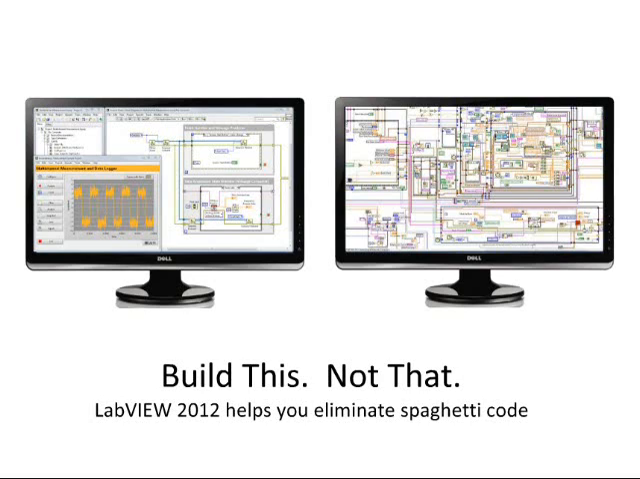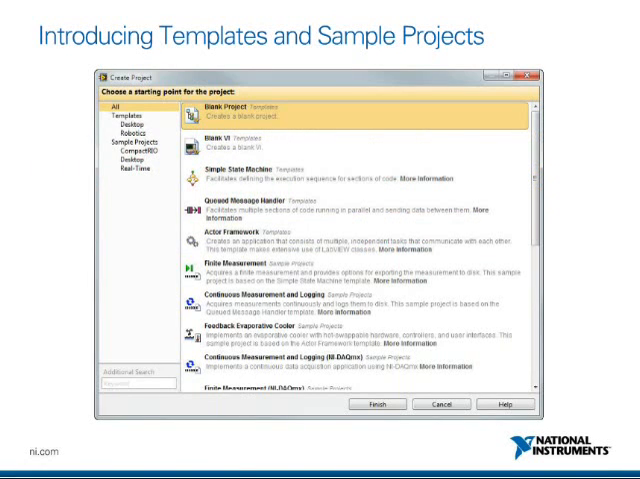Building a system right ensures quality and reliability, minimizes maintenance costs, enables team-based development, and guarantees the accuracy and performance of the system. With this in mind, we're announcing new features and resources in LabVIEW 2012 designed to help you eliminate spaghetti code and build your systems using good architectures and development practices so that you can innovate with confidence and ultimately accelerate the success of your system.